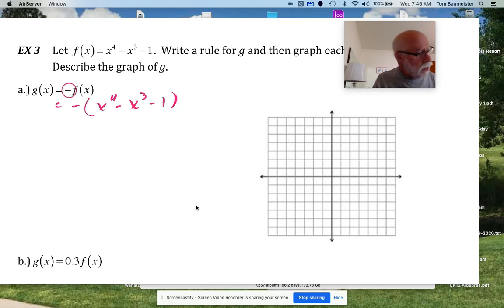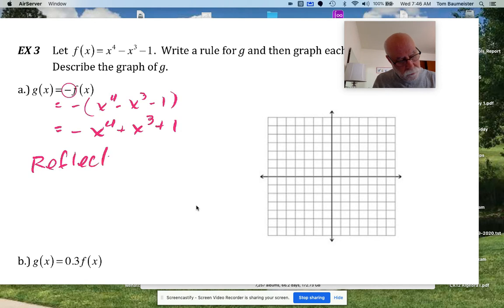Remember, when the negative is on the outside, what is going to happen there? I want you to think about that. We're going to distribute that through. We're going to have negative x to the 4th plus x cubed plus 1. And remember, the negative on the outside gives us a reflection over the x-axis.